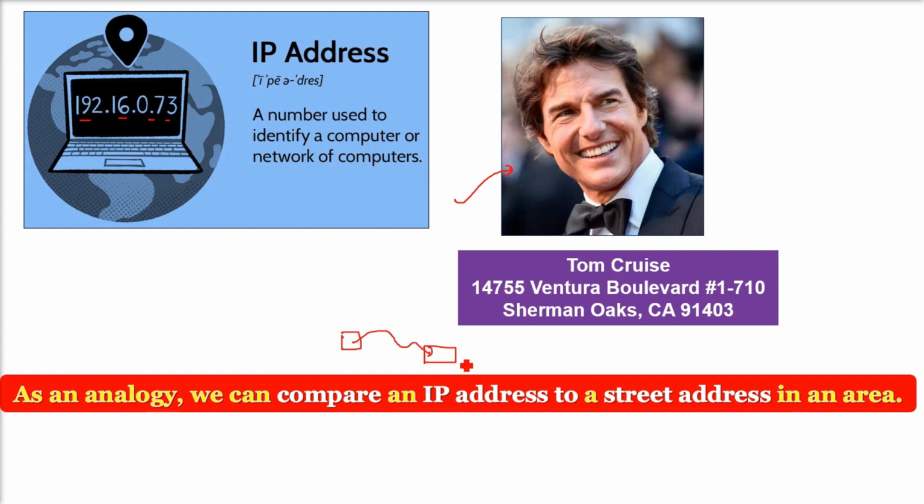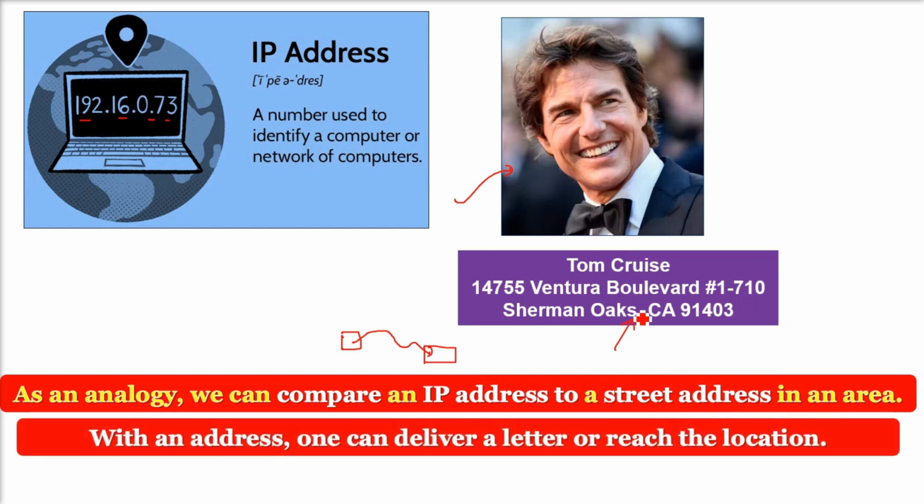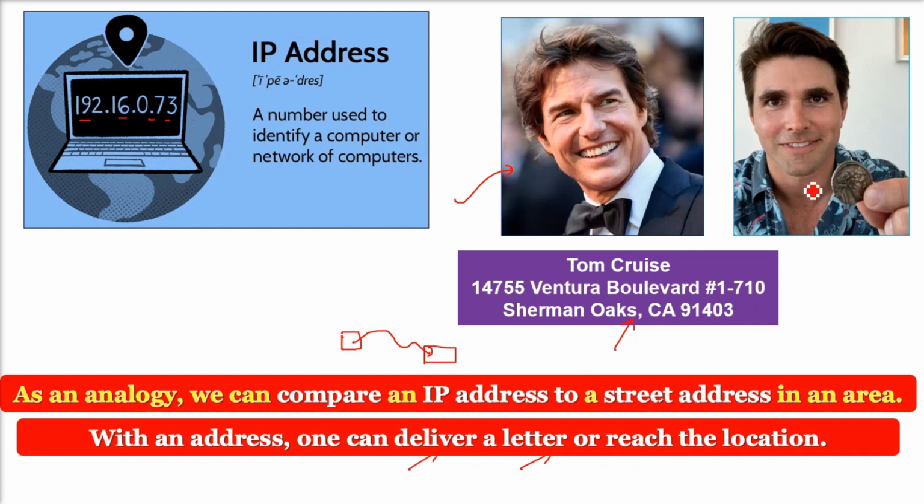How can we compare an IP address to a street address in an area? If you want to go to a particular person and meet him, you need a street address. But if you want data to be delivered to a particular computer, you need an IP address. With this address, like this Tom Cruise address, one can deliver a letter, go to the location, and meet him. This is what is done by the IP address. Every computer in a network has an address, the same way Tom Cruise has this address.